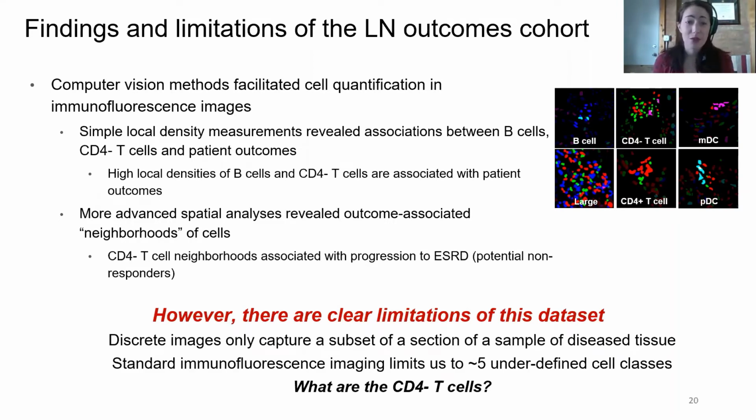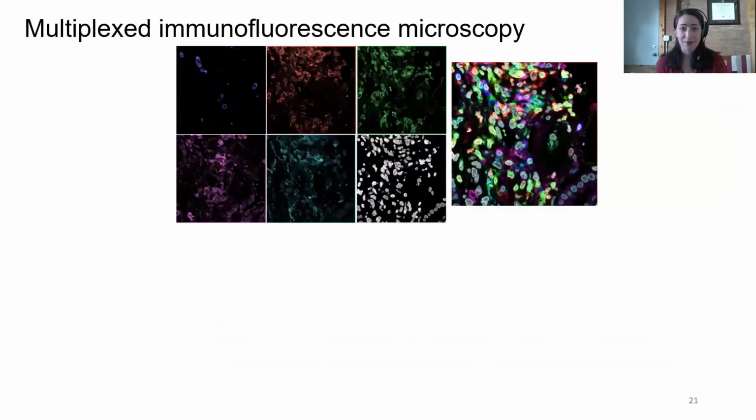So there are pretty clear limitations with this data set, which we've addressed already with some of your questions. First, the discrete images capture only a subset of a section of a sample of diseased tissue, so there's a lot of sampling bias happening in this data set. Second, standard immunofluorescence imaging limits us to about 5 undefined cell classes. Specifically, what are these CD4 negative T cells? We normally assume that CD4 negative means CD8 positive, but is that the case in this data set?